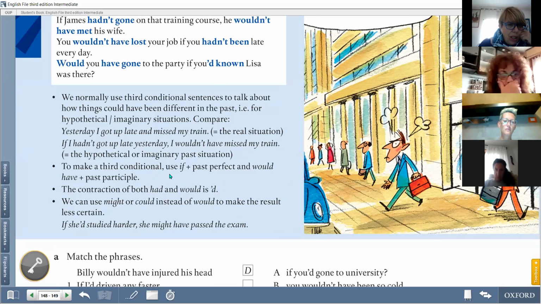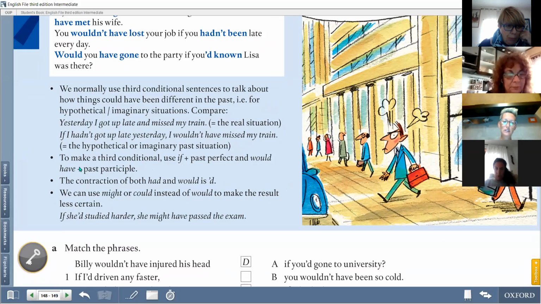Antonella, could you please read the rest of the rules? Yeah, sure. To make a third conditional, use if plus past perfect, and would have plus past participle. The contraction of both had and would is 'd. We can use might or could instead of would to make the results less certain. If she had studied harder, she might have passed the exam.